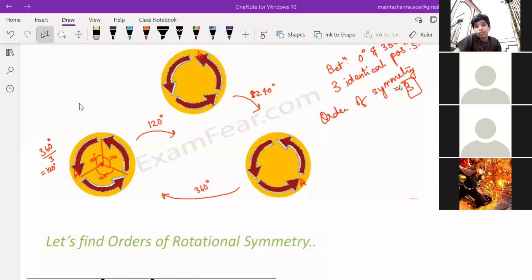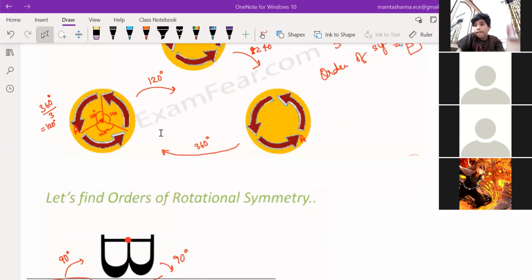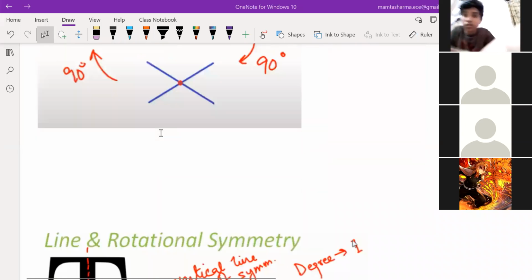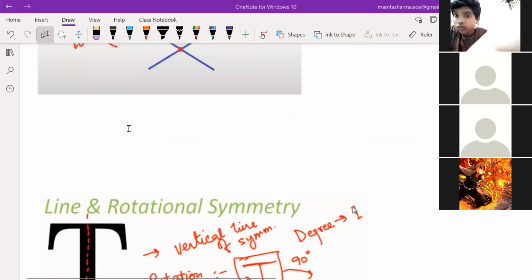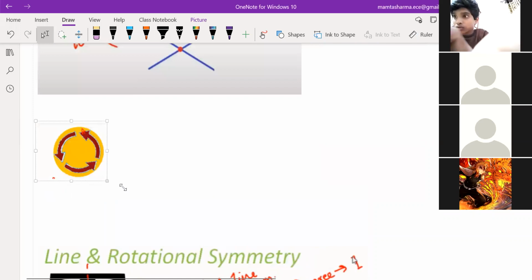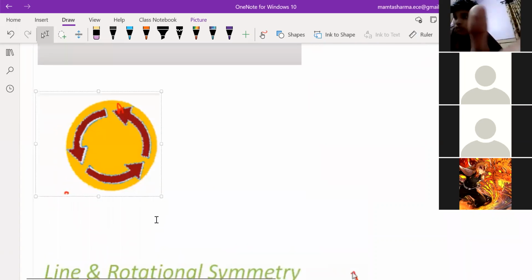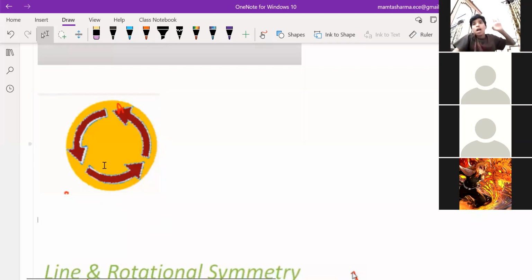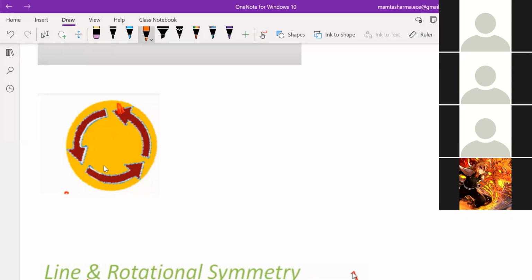If I am having this object, okay, this is done. If you are having this object, what would be the rotational symmetry for this object? This is circular, right? Yes, ma'am, it's circular. Now, if I mark a point A, what would be the angle of rotation here? The minimum angle of rotation.